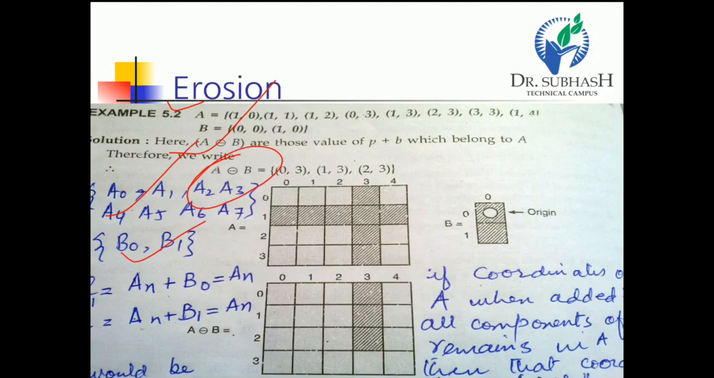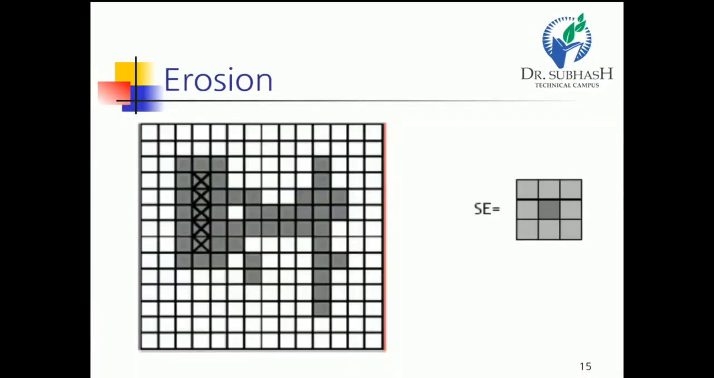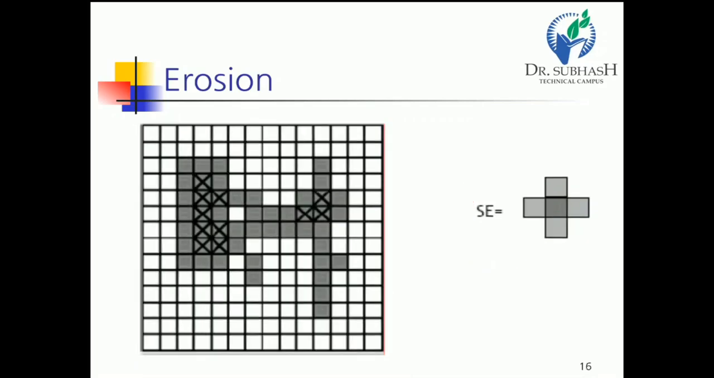In the case of A erosion B, we are getting 3 components: first is 0, 3, then 1, 3, and 2, 3. That can be represented with those sections. So this is the example of erosion, and this is the structuring element of this given image. Again, the second example of erosion, and this one is the structuring element for this erosion.